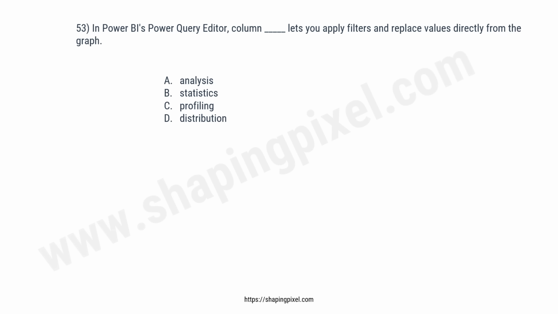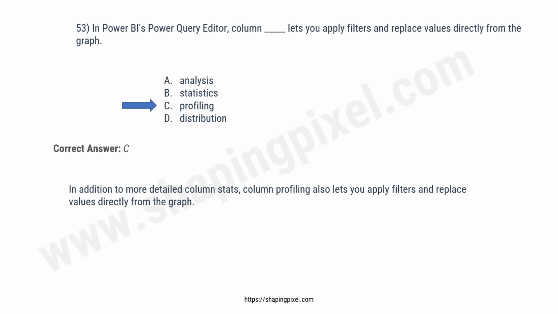Question number 53. In Power BI's Power Query Editor, column dash lets you apply filters and replace values directly from the graph. And we have four options: analysis, statistics, profiling, distribution. So the right answer here is option C, profiling. In addition to more detailed column stats, column profiling also lets you apply filters and replace values directly from the graph.